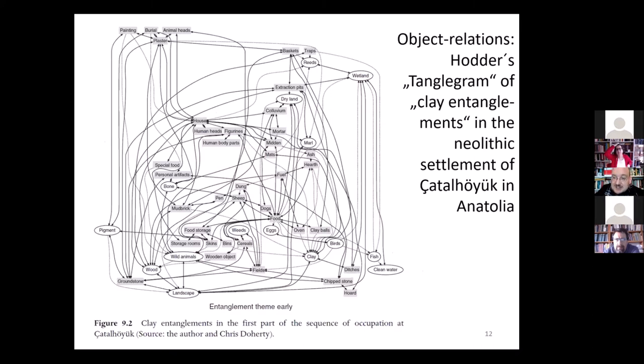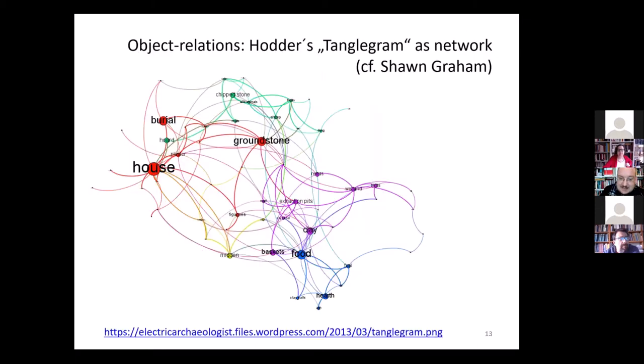Ian Hodder himself is a specialist on prehistory and Neolithic settlements, and he tried to visualize one aspect of entanglements for the Neolithic settlement of Çatalhöyük in Anatolia, centered around the production and procurement of clay. And this is called a tanglegram. So visualizing the entanglements between people, animals, objects, and procedures which are necessary to bring about specific aspects of a human community. Later, this was also visualized in the form of a network graph by Sean Graham. And he also tried to quantify which nodes in this tanglegram have higher centrality, are more important than others.